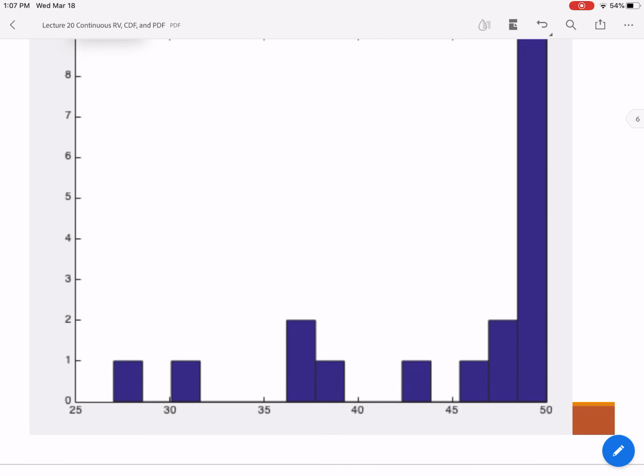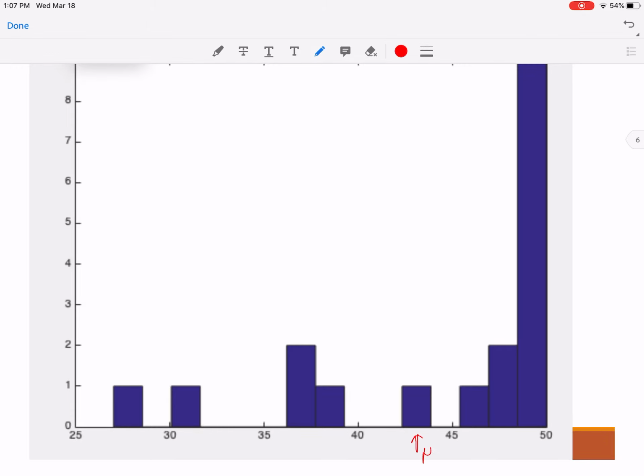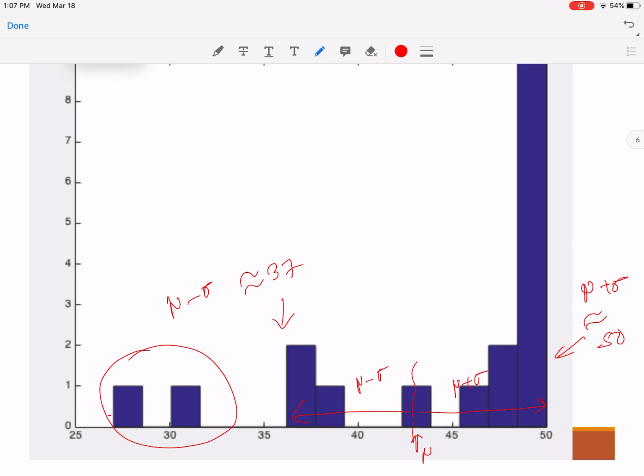So this has been the shape of the distribution. And you can clearly see here that the mean is right here. Most of the marks will be within about one standard deviation of the mean. So for example, mu minus sigma in this case is approximately 37, and mu plus sigma here is approximately 50 out of 50. And there are a few low values that are pulling the distribution towards the left, and therefore you have a larger tail towards the left. And these are also the outliers.